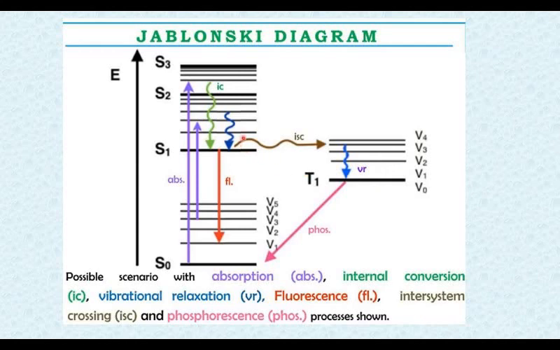Next is intersystem crossing. Intersystem crossing is when the transition is between different spin states, different spin multiplicity. From S1 to T1, it is intersystem crossing. And when this transition is between T1 and S0, the ground state, this intersystem crossing is called phosphorescence.